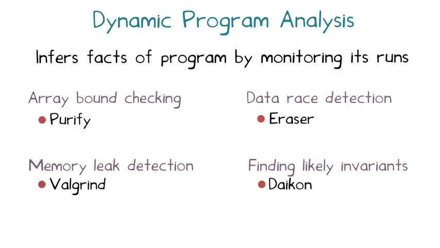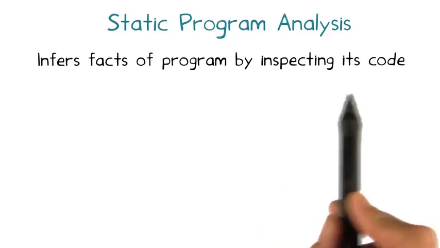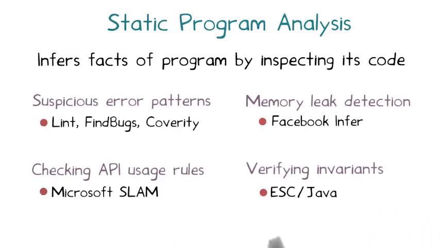Finally, DICON is a dynamic analysis tool for finding likely invariants. An invariant is a program fact that is true in every run of the program. Static program analysis infers facts about a program by inspecting its code. Here are 4 examples of well-known static analysis tools.